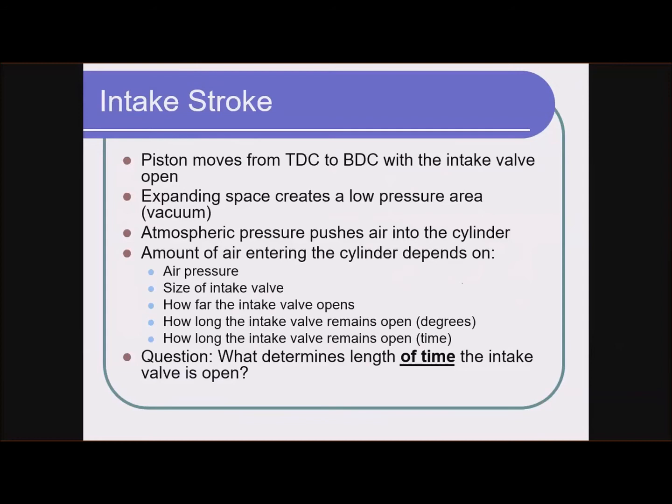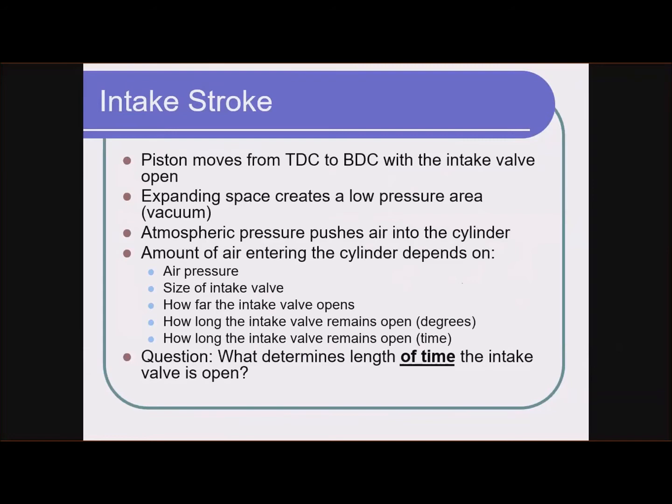That's going to determine how many degrees of rotation that valve is open for. So you've got lobe lift, you've got lobe duration, and those are designed right into the cam. The last one is how long the intake valve remains open time-wise. So is it a millisecond, 2 milliseconds, 10 milliseconds?